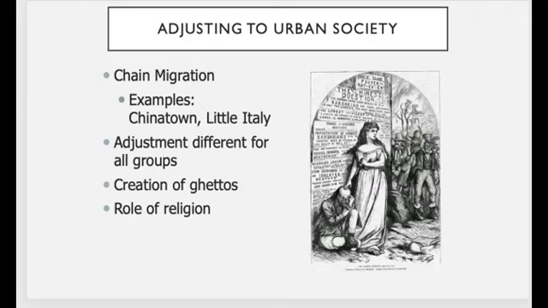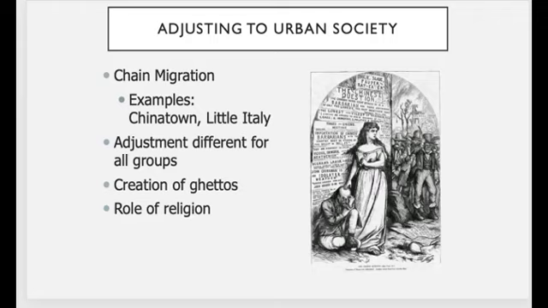Now, as far as adjustment, it's different for different groups. People who can speak English and fit into American society very quickly, maybe people from places like England. Later on, you'll see maybe Ireland, although, of course, their Catholicism does also keep them somewhat excluded. But they might have a better time adjusting than, say, a group of people coming from Eastern Europe. Maybe they don't practice the same form of Christianity. They speak a different language. And because of that, it's going to lead to a different type of adjustment period.